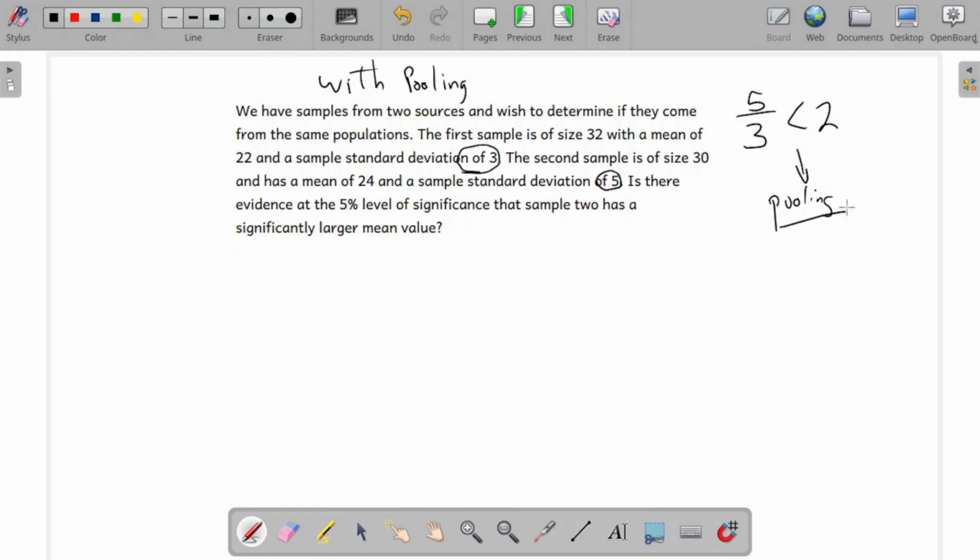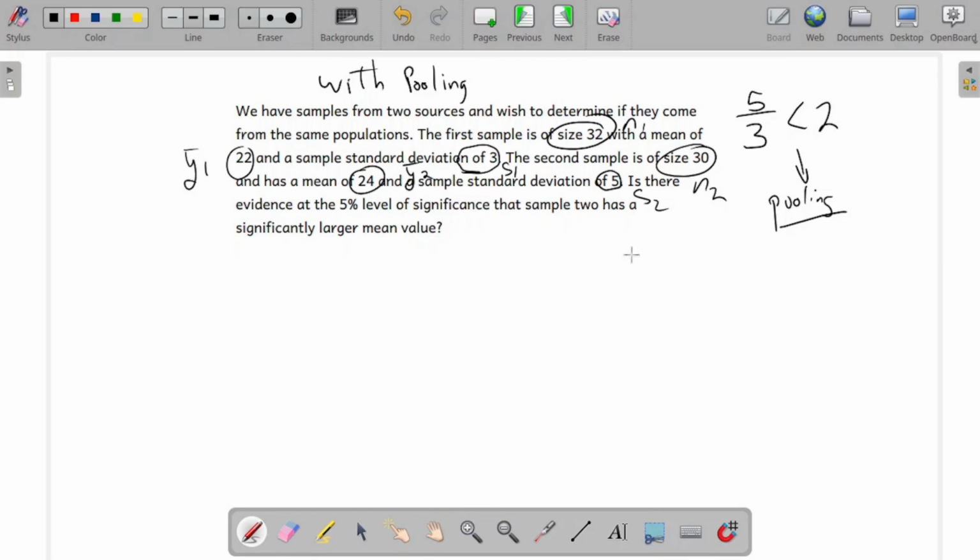Well, we have samples from two sources, and we want to determine if they come from the same populations. First sample is size 32, so this would be N1. The mean is 22, so we'll call this Y bar 1, with a sample standard deviation of 3, so this is S1. Second sample has size 30, that's going to be N2. 5, we already noted, that's S2, and Y bar 2 is 24. Okay, there we go. That's all we need to do this, except we need the hypothesis, of course.